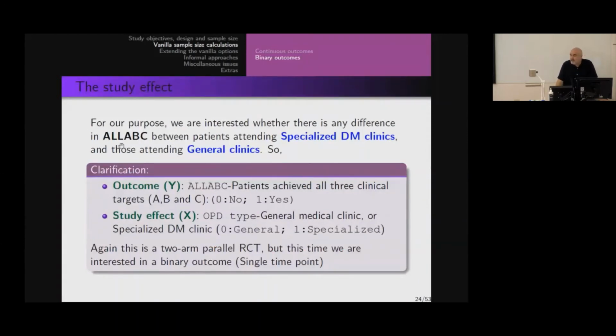Okay, so here it is right here. We have an outcome, all ABC. We have a study effect, a particular X variable of interest. Our study effect is the patient department type, specialised diabetes or general medical clinic. Again, this is a 2-arm parallel RCT. The difference this time is we have a binary outcome, not a continuous one.